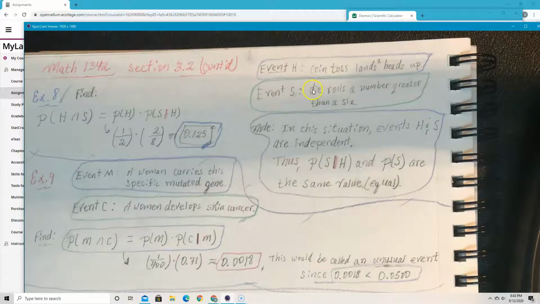And the second event is rolling the 8-sided die and getting the number that lands face up is greater than a 6. I just put event S for greater than the 6. You can name it anything you want. I just don't want to have to write all this down inside this parenthesis. It gets messy. But we have it right here.